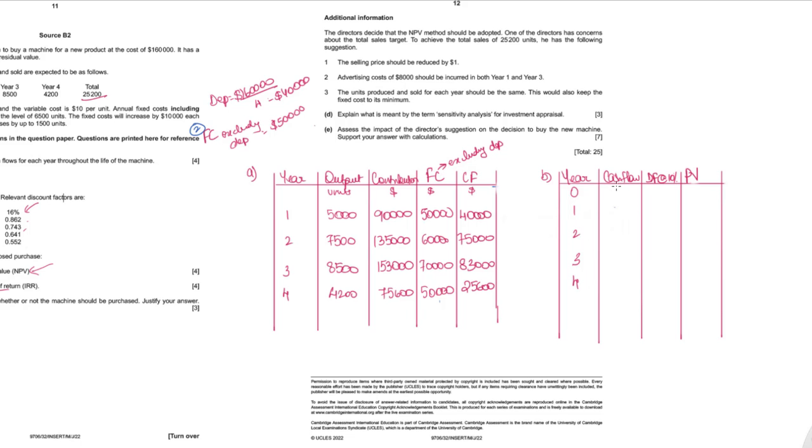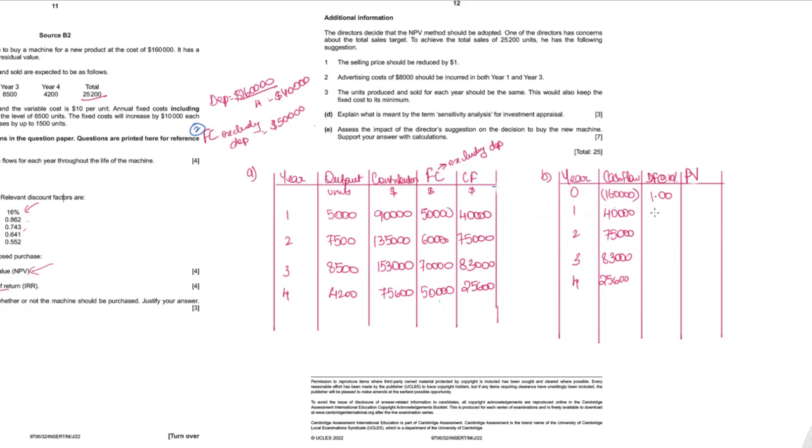Cash flow for year 0, we'll pick it up from A. We have to spend on the machinery 160,000. Then in year 1 it is 40,000. Year 2 it is 75,000, 83,000, and 25,600. Discounting factors, we will pick it up from the question. For year 0 it is always going to be 1.